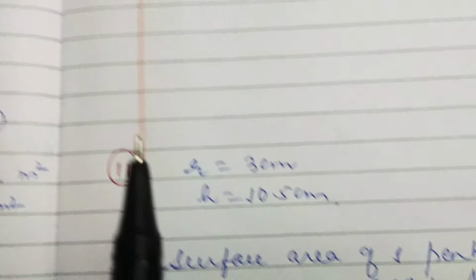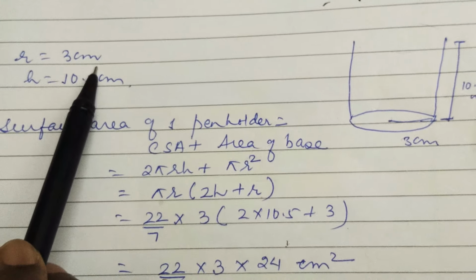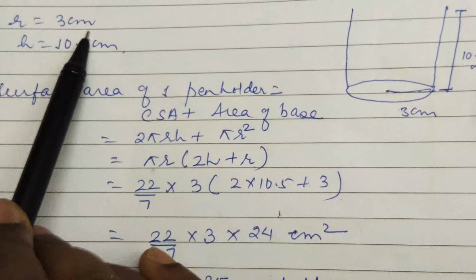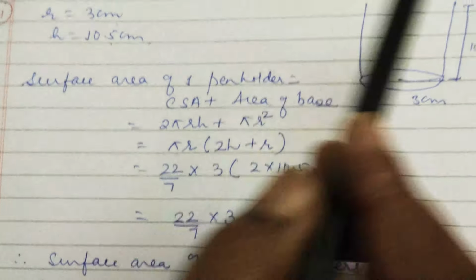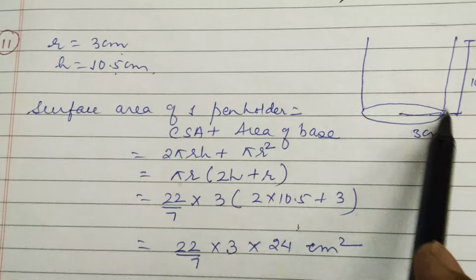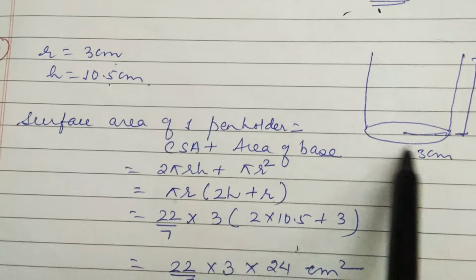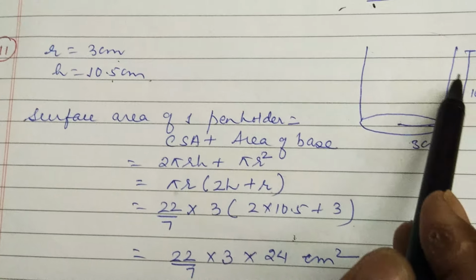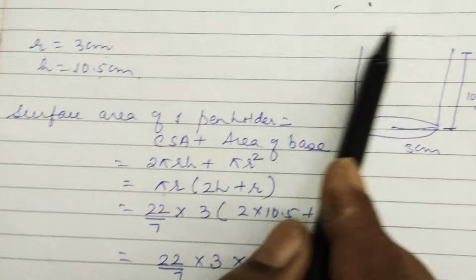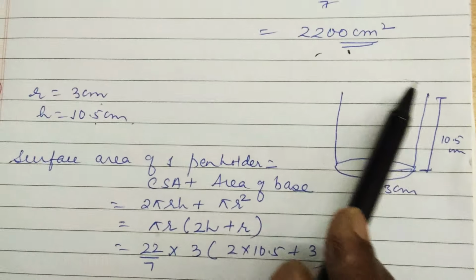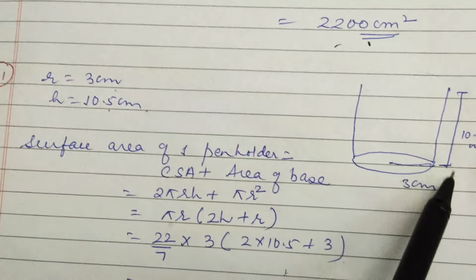So, according to the question, the radius of the pen holder is 3 cm and height is 10.5 cm. You know that the pen holder is closed at the base and open at the top. So what will be the surface area of one pen holder? That will be the curved surface area plus the area of the base, because the top is open, so we will not take this area into consideration.